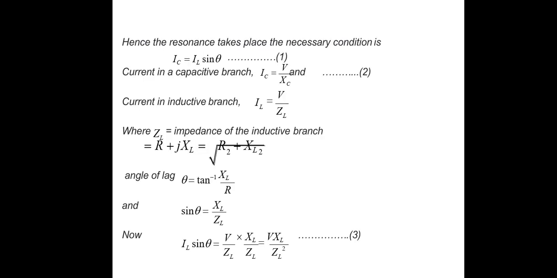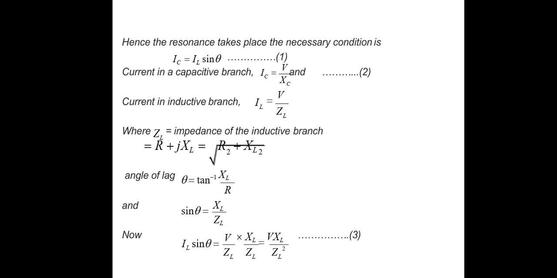Equation 2 is IC equal to V by XC. Equation 3 is IL sin theta equal to V XL by ZL squared. These two will be applied in equation 1, which is IC equal to IL sin theta. We already know that both currents are the same: whatever current passes through the capacitor is equivalent to the current passing through the inductor. So from equations 2 and 3, you substitute 2 on the left side and 3 on the right side.